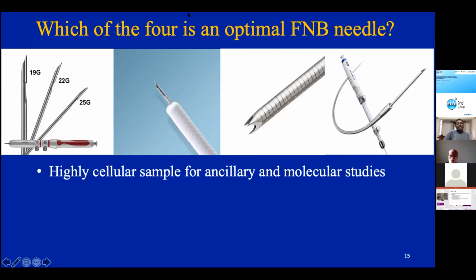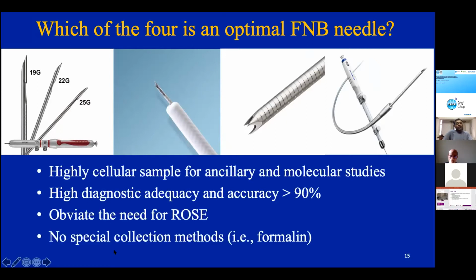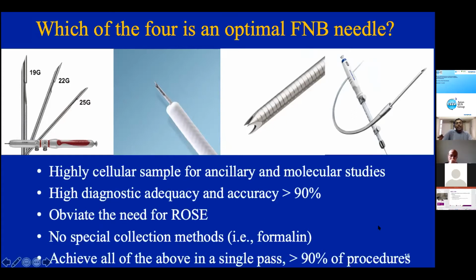You want a highly cellular sample for ancillary and molecular studies. You want a diagnostic accuracy and adequacy of greater than 90%. You don't want to use a pathologist in the room if possible. And then you want to just use formalin for collection because it is universally available, contrary to other mediums that are all dependent on the geography. And more importantly, you want one needle that you can use: you perform a single pass, you will have a diagnosis in more than 90% of the procedures, so that you open the needle, you perform one pass, you put it in formalin, and you're done.